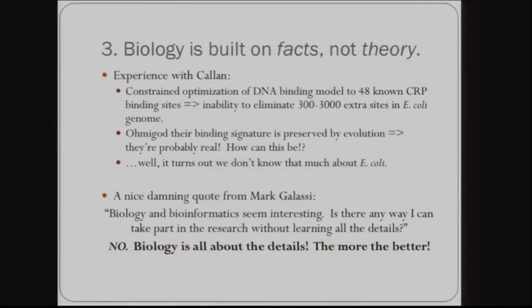When I worked with Kurt, there was this experience. He came along with this optimization of DNA binding models in E. coli. Basically, no matter what, we couldn't take the 48 known CRPs and develop a model that would pick out those 48 and not also pick out 300 to 3,000 extra sites in the E. coli genome as being valid. And it turns out, the real breakthrough in that paper was that these 300 to 3,000 extra sites are evolutionarily preserved in such a way that indicates that they are functional, that evolution cares about them.